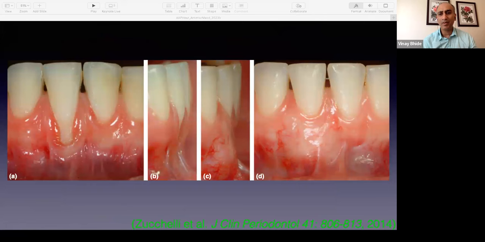We can see from the lateral views that there is a very shallow vestibule here. Now we've got a vestibule, thickness of the tissue, and complete root coverage. So again, he's shown in numerous publications that this is a very predictable procedure.